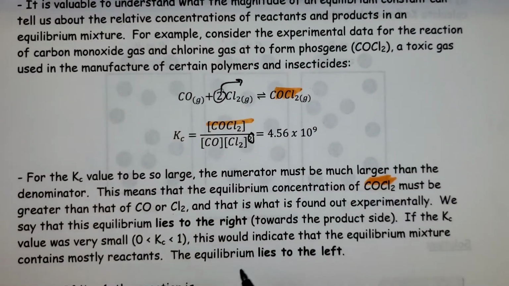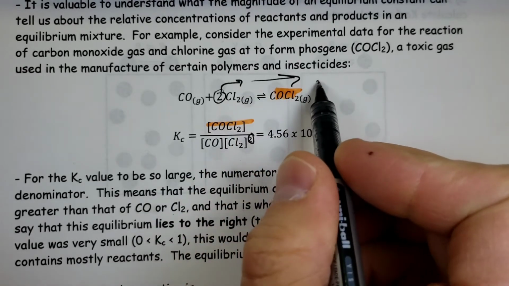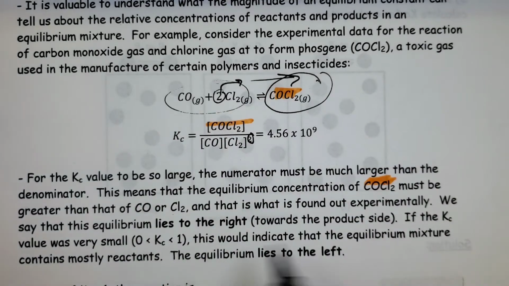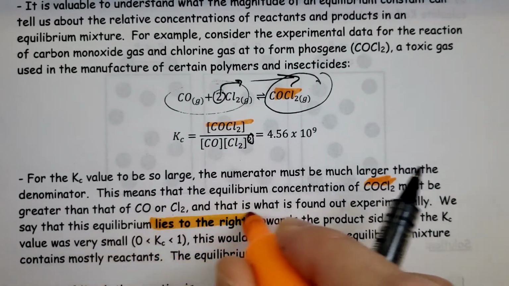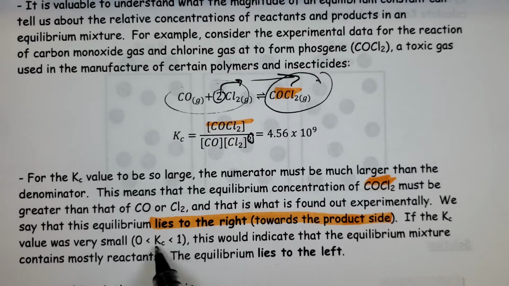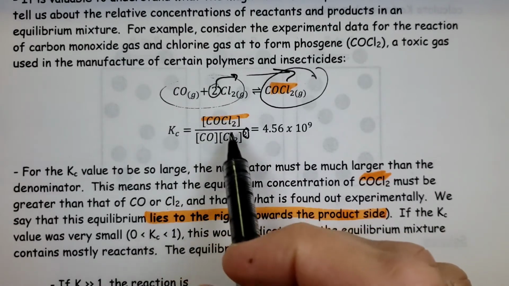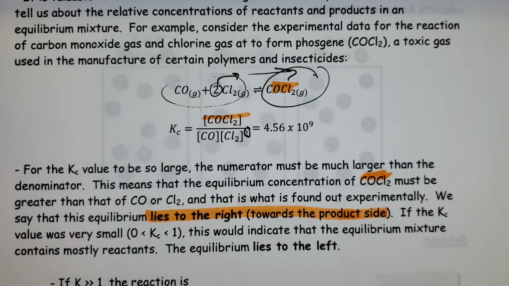So we must have a big number there over top of small numbers, which are represented by the reactants. So what we say here is that the equilibrium lies to the right. So there's much more of this made and a lot of that being used up. So we say it lies to the right. The reaction favors going to the right, and of course, what's on the right? The product side. If the Kc value was small, in between 0 and 1, a fraction, then of course you know that the bottom number would be bigger than the top. Bigger denominator means more reactants compared to products.